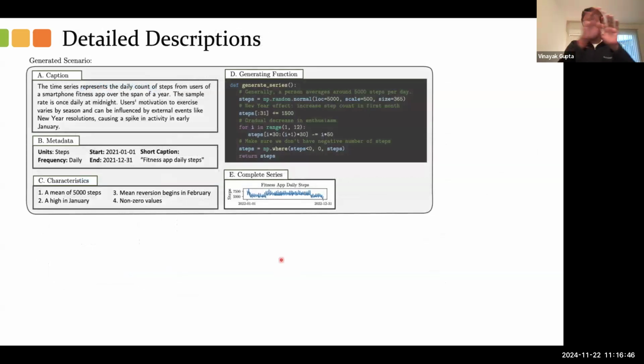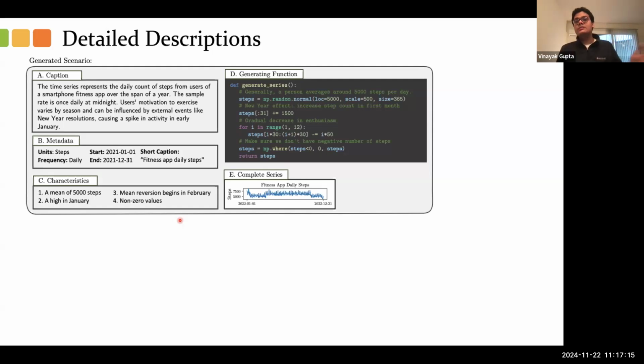So in this entire crafted data set, in each of the samples, we have a time series, we have a caption, we have metadata about what the features in this time series are, and we have some characteristics as well. We have tried our best to imitate the real world in this time series, to bridge the gap between what a synthetic time series can be and what a real time series should be. And each entry has all these features.